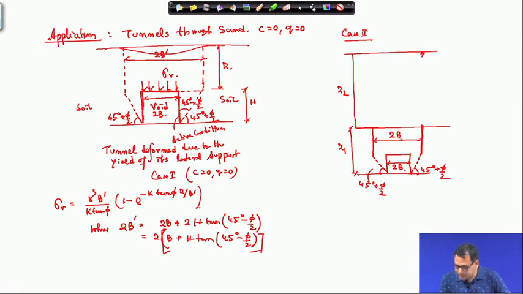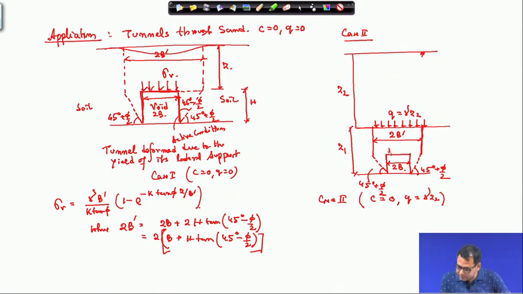So now what will happen in this case? This is again 2b dash, and 2b dash I can calculate with this equation. But now an additional force will act, which is the surcharge. Suppose this is my new ground level, and the soil up to the Z2 depth will act as a surcharge. So this is Q, which is gamma into Z2. Now in case 2, your C is equal to 0, but Q is equal to gamma Z2.